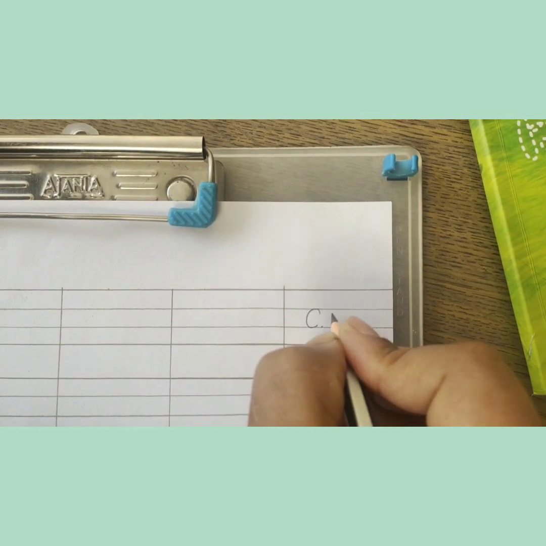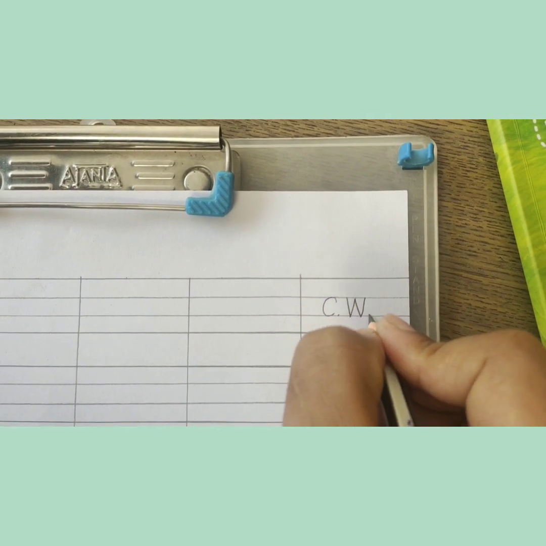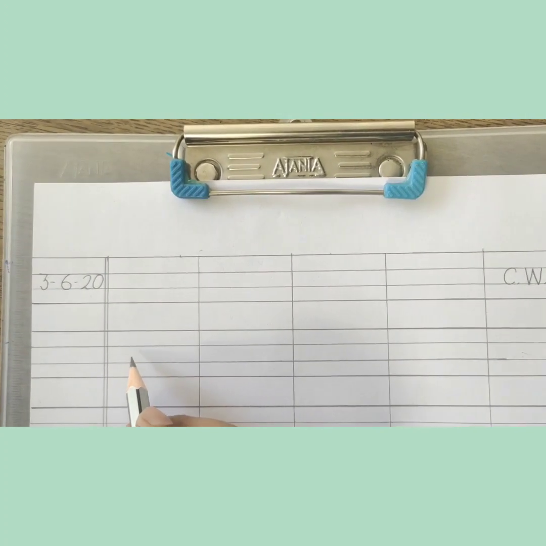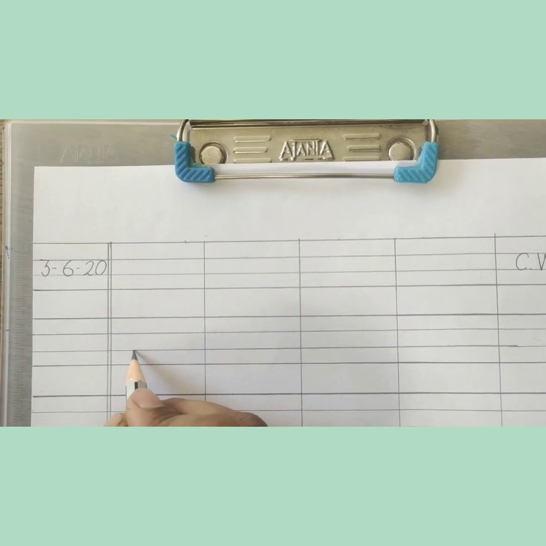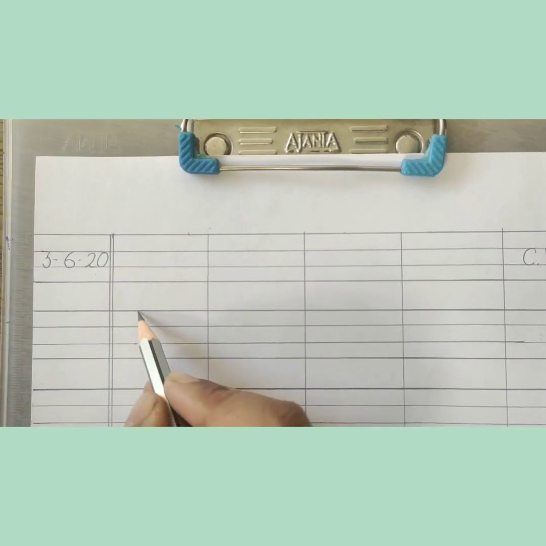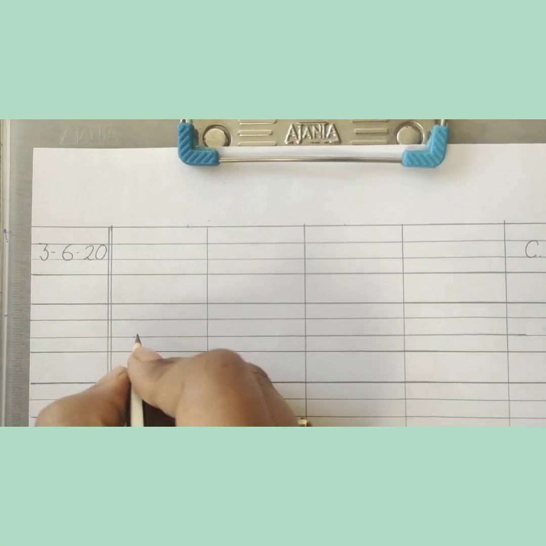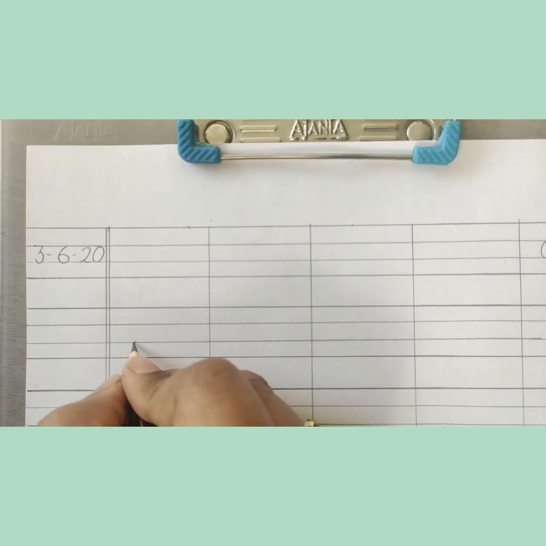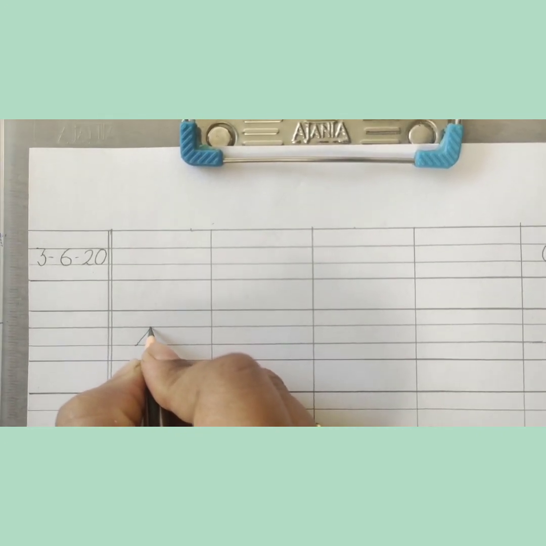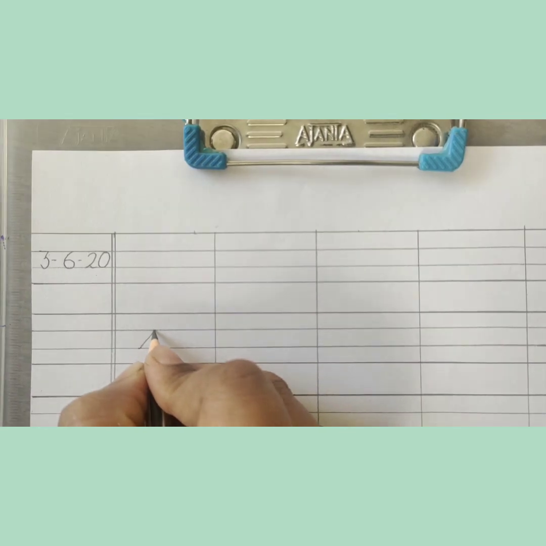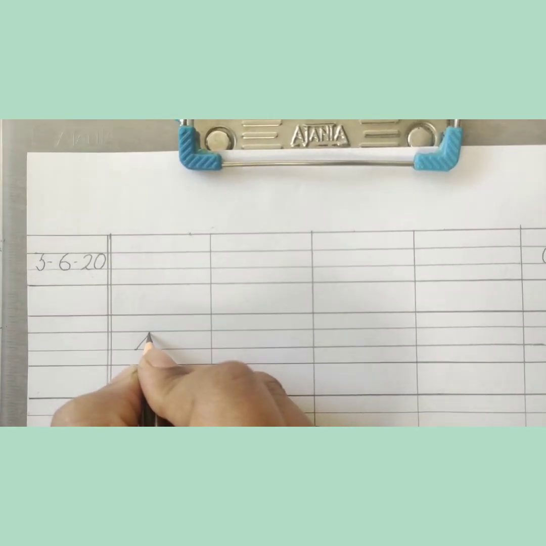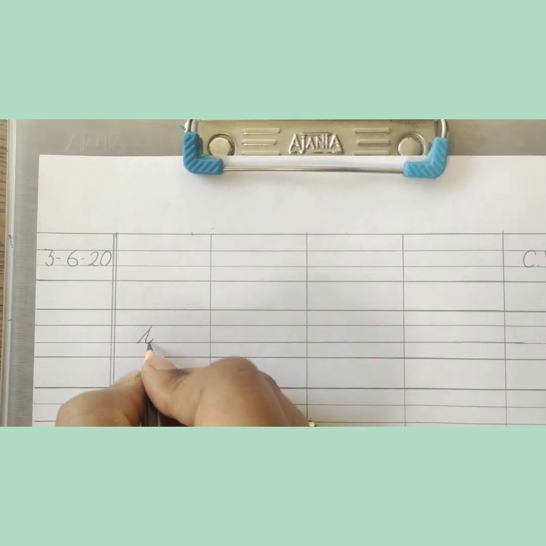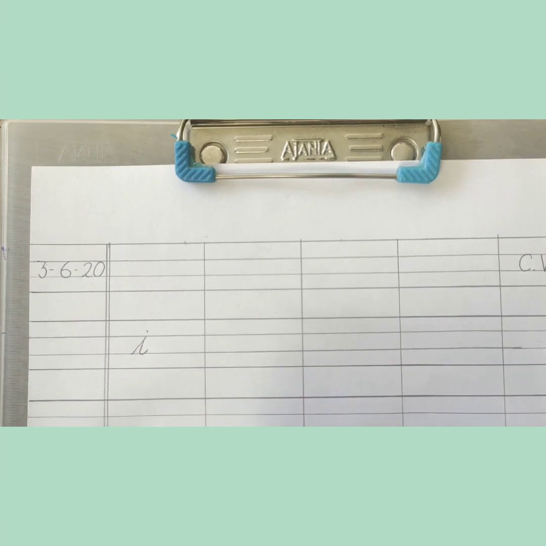This side you will write CW. C.W. means classwork. As you know, we always write small letters from the third line. There are 4 lines in your English copy. So put your pencil on the third line and make a slant line up to the second line. This line will go down and turn like this. Put a dot here. Then we have I.